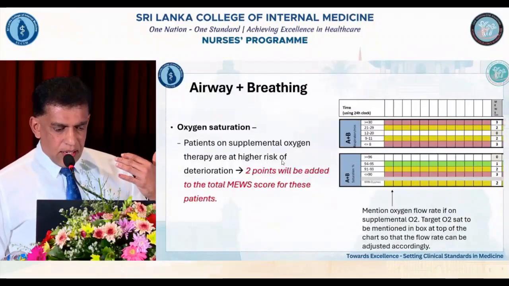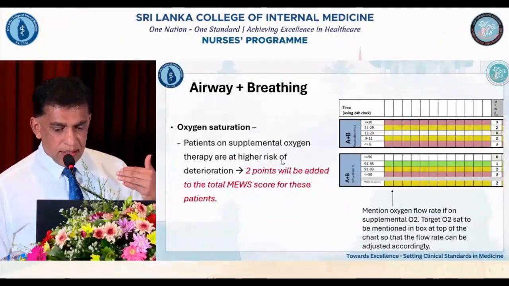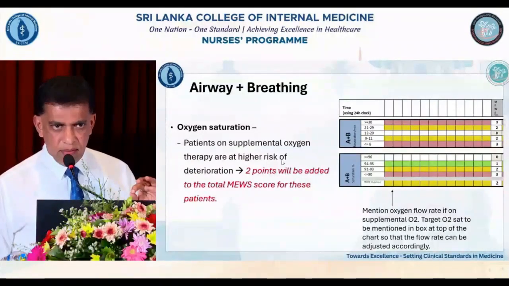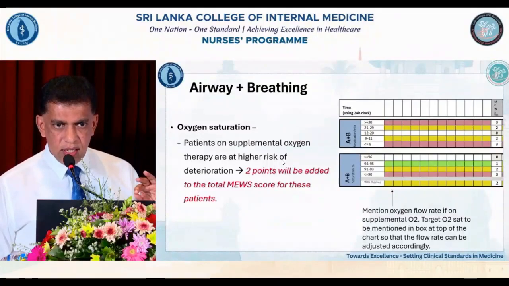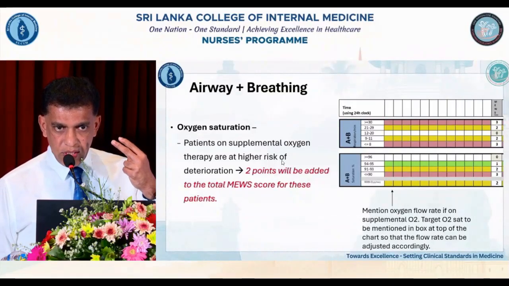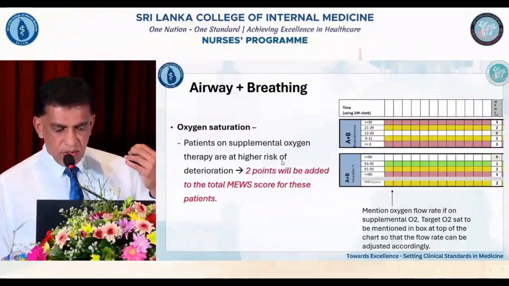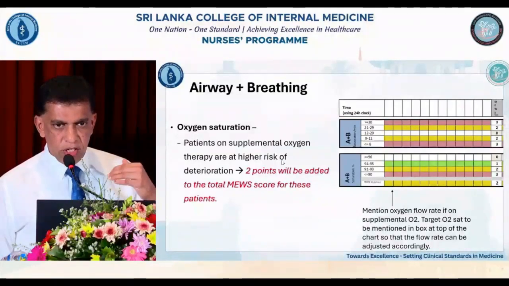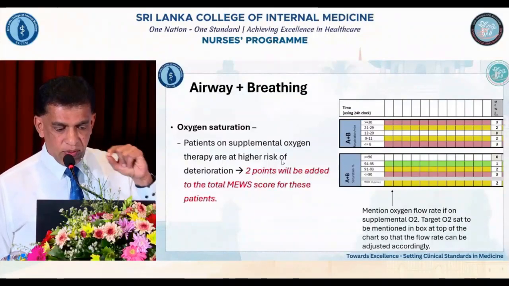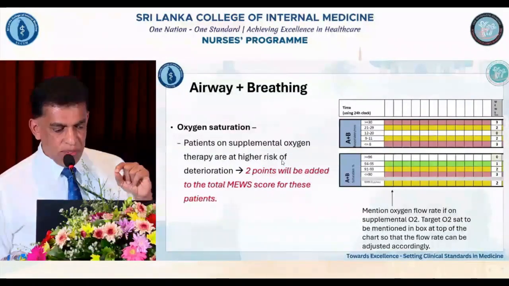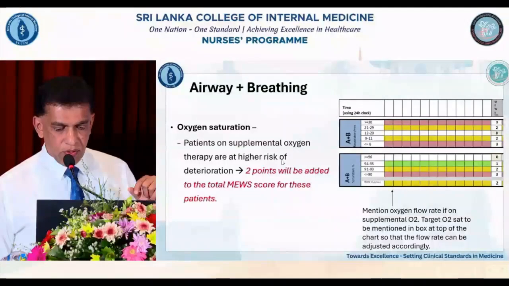Next thing is saturation. There is a slight difference in saturation here. Now you see a yellow bar at the bottom. If the patient is on oxygen, automatically the yellow bar will score 2. Then you take the saturation, right? So there are 2 marks given for saturation if the patient is already on oxygen. Is that clear? The other thing, I will tell you later, is you need to document the flow rate, 2 liters, 4 liters or whatever, on the yellow box. 2 points will be added to the total MEWS score for these patients.